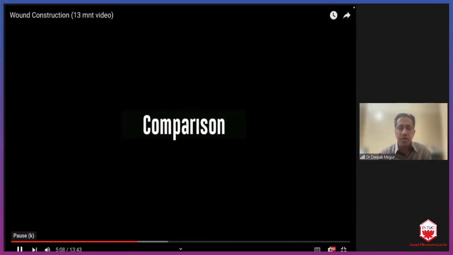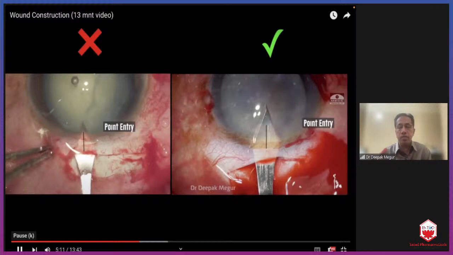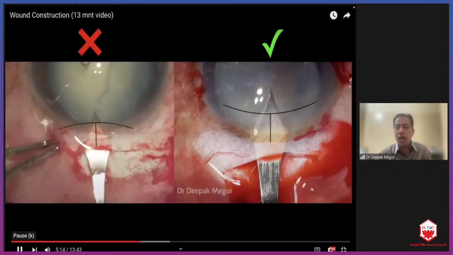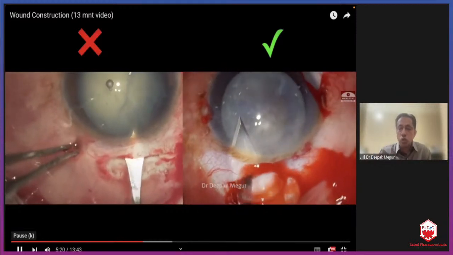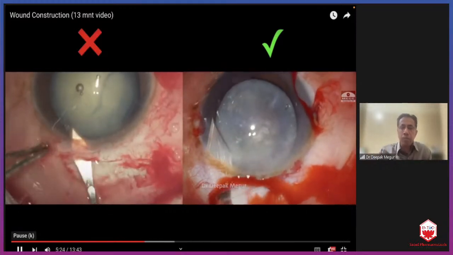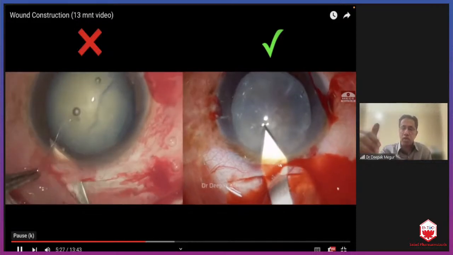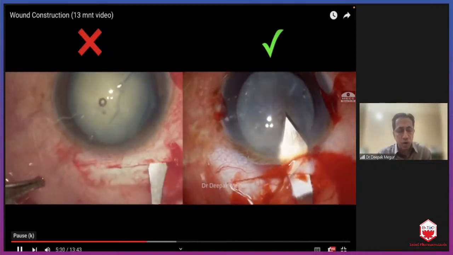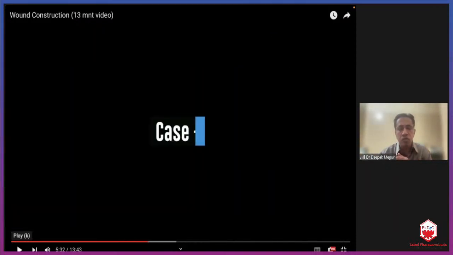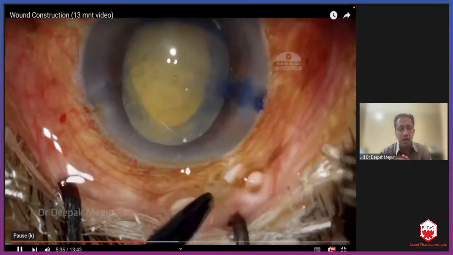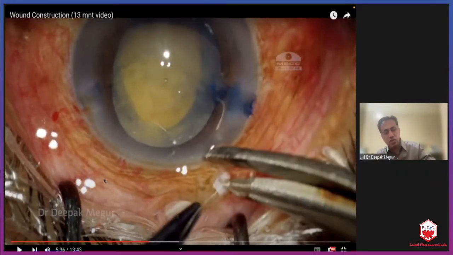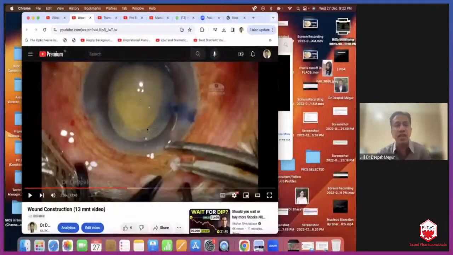So let us compare this to the ideal way of doing it. You need to enter at least 1.5 millimeter beyond the limbus, and when you go inside, you should always tilt the blade up so that the inner lip always runs parallel to the limbus. See that whatever 1.5 millimeter of intracorneal tunnel we have, that is the one which is going to give us the self-sealing nature. And that concept, I think we need to make very clear for our beginner surgeons.